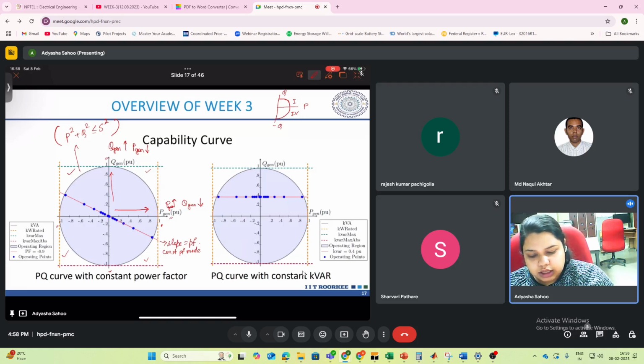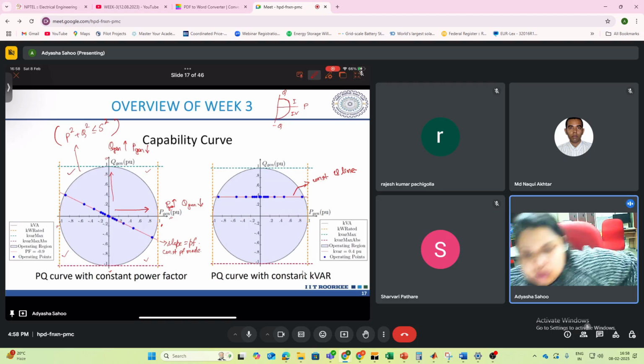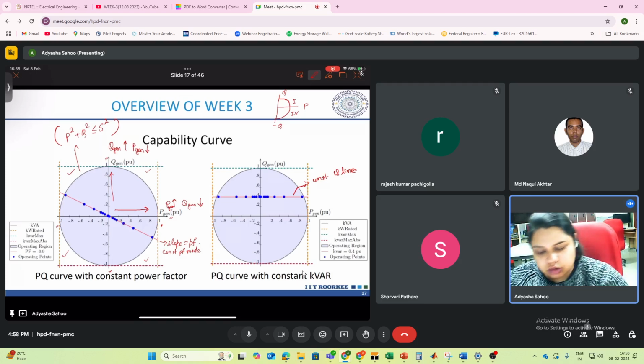Similarly, if you see the red line here, it is the constant Q line, right? So somewhere around 0.4. Here, whatever be the active power, the reactive power is being fixed at 0.4. So hence this is the operating mode that we considered, the constant Q mode, and blue dots are the acceptable operating points for such a mode.